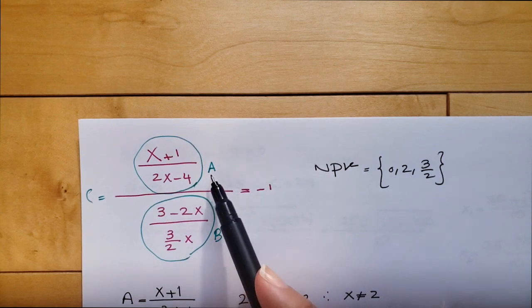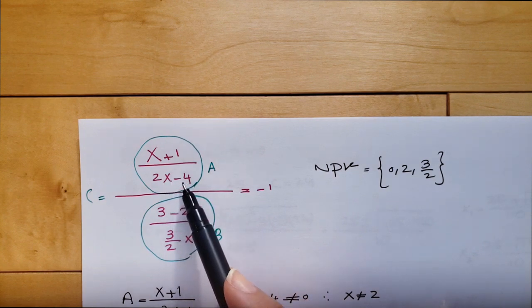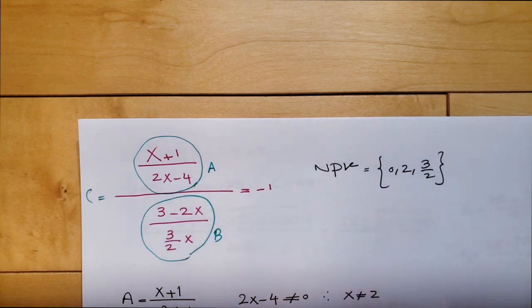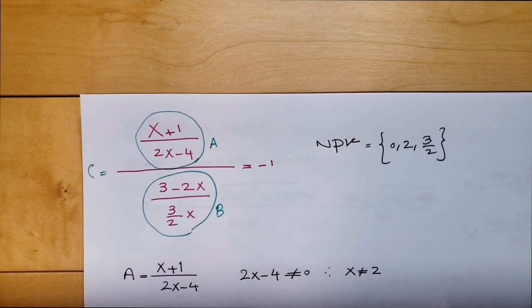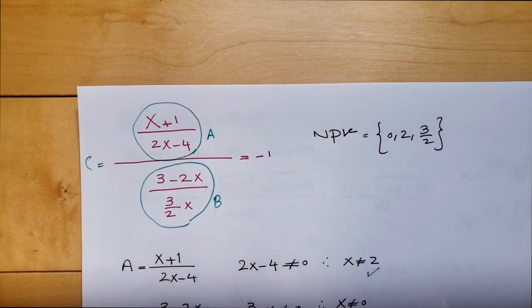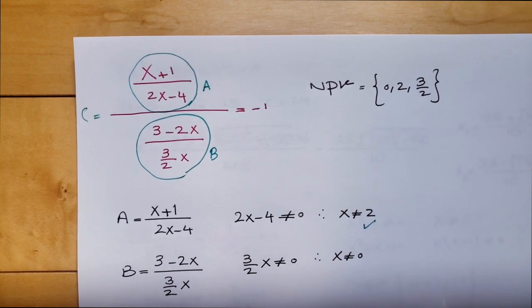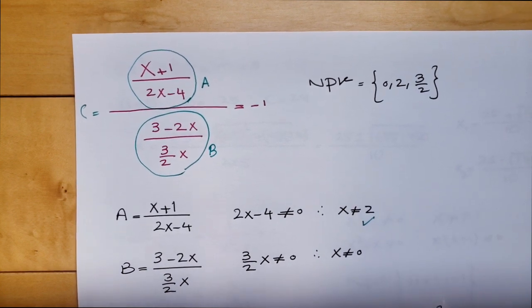If I consider the fraction A, 2x minus 4, 2x minus 4 cannot be 0. So this is the first NPV value. Now if I consider fraction B, this denominator should also not be 0.